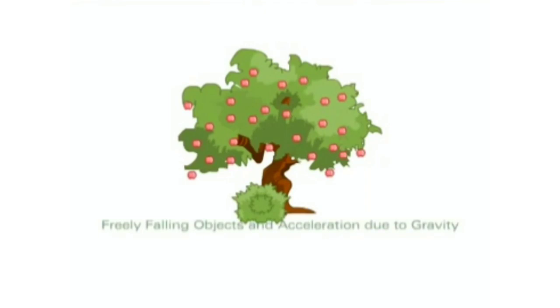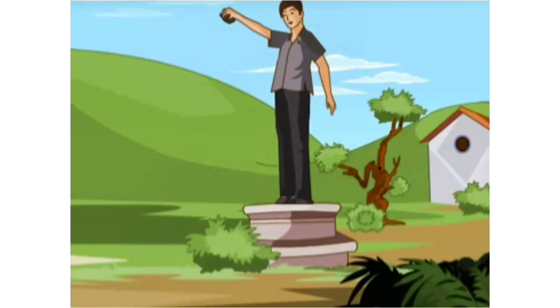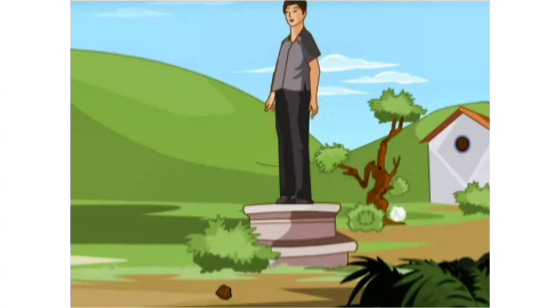Freely falling objects and acceleration due to gravity. All objects, when dropped from a height, fall towards the earth. This happens due to the gravitational force exerted by the earth on the object. Suppose you drop simultaneously a small stone and a cotton ball of the same size from a height. Which of the two will reach the ground first?